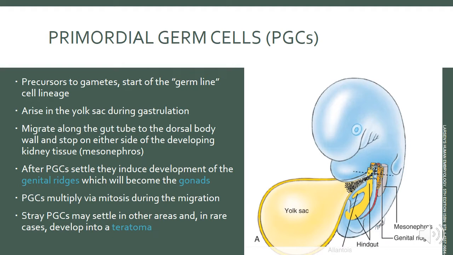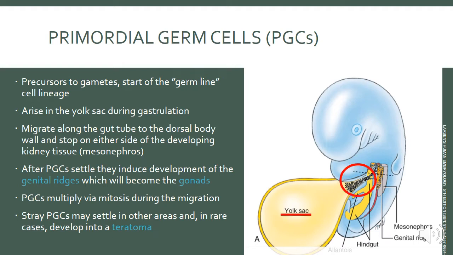Now, while the primordial germ cells are migrating, they do multiply via mitosis, so they continue to replicate and increase in number. And they're not yet going through meiosis. This is mitosis. And in reality, occasionally, primordial germ cells will settle in areas other than the genital ridges, and on occasion, instead of degrading, which is what they usually do when they end up in the wrong spot, they can continue to grow and develop into what's called a teratoma.